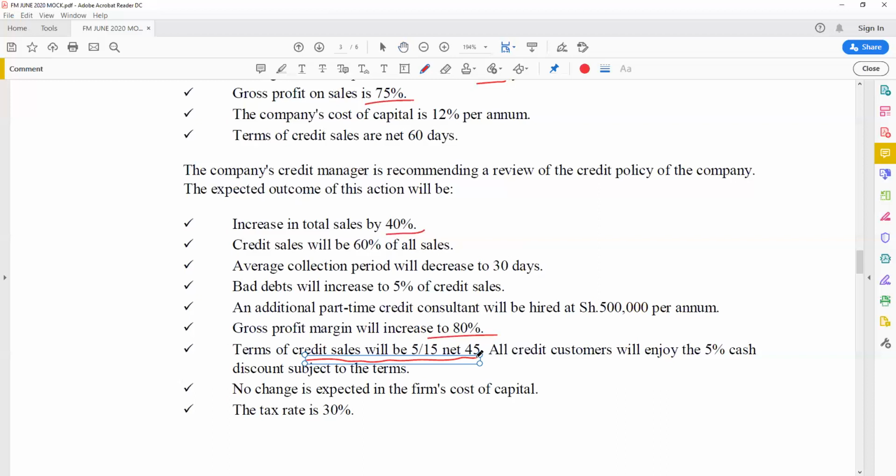Now who are these who enjoy the discount? Let's see this question. Who will take the discount now? The average collection period will decrease to 30 from 45. And you have two classes of customers, the one who pays on day 5 and the other who pays on day 45.